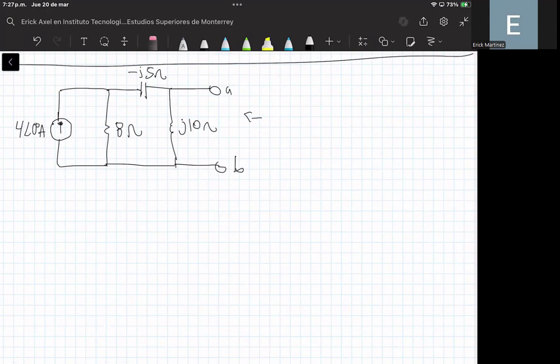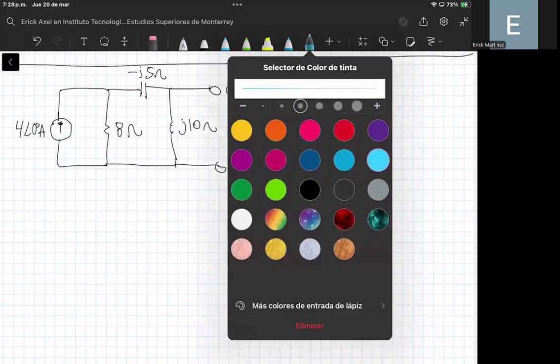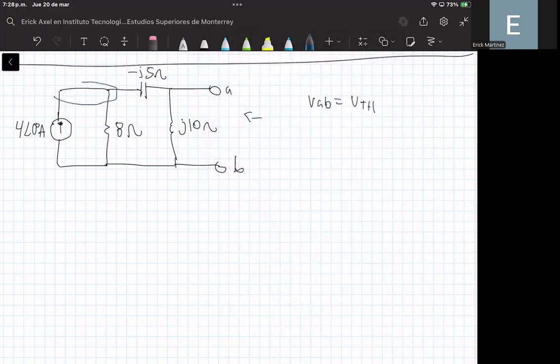So remember that we need to solve the circuit by using two main approaches. First, we need to compute the voltage between terminals B and A, that is equal to the Thevenin voltage. Okay, so how can we compute that Thevenin voltage for this circuit? Well, in this case, you can observe that here we have one node, and instead of solving this by using nodes, maybe we can use meshes.